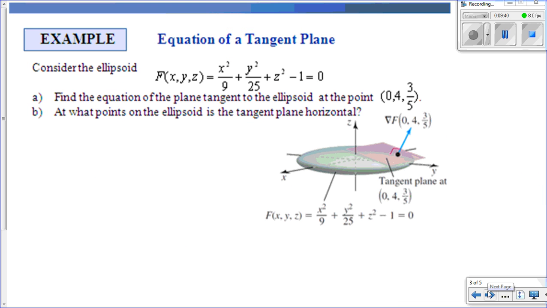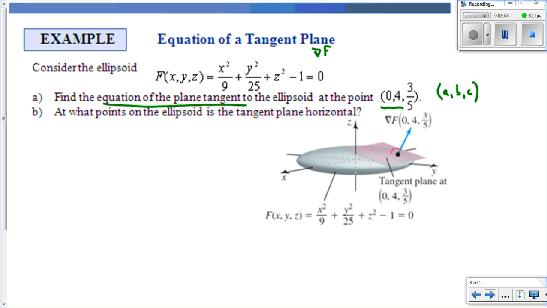Okay, so now let's apply it. We need our normal vector and we need a point. I want the equation of the tangent plane at this point. So we've got our point. This is our a, b, c. And now we need to find our gradient.